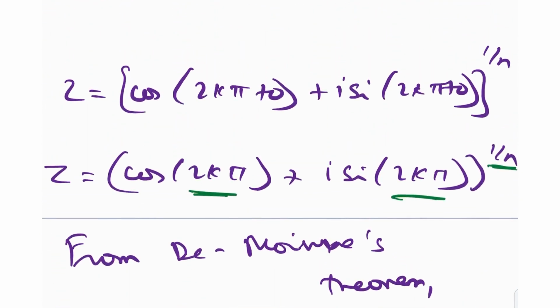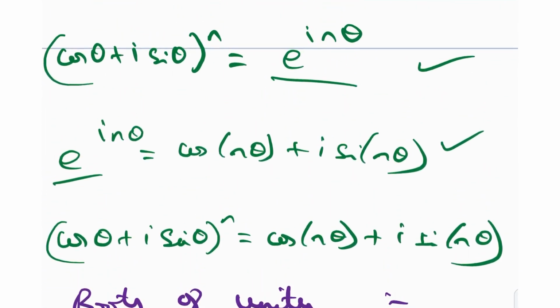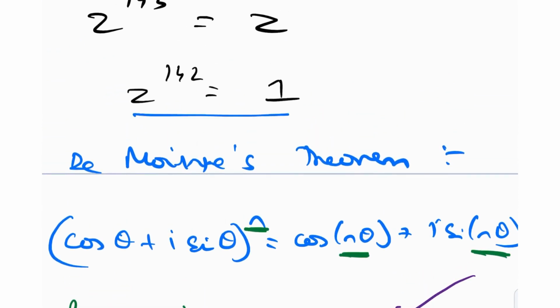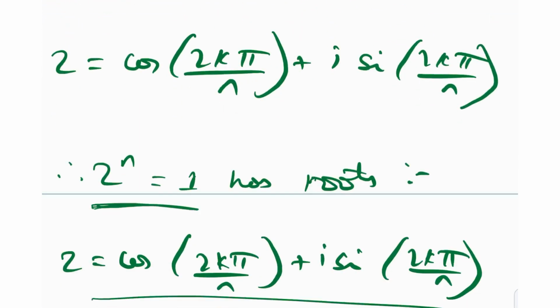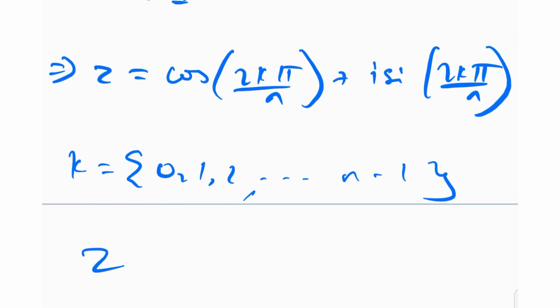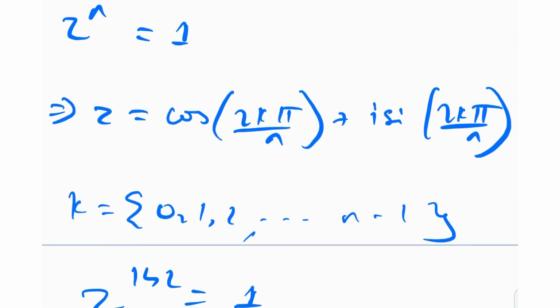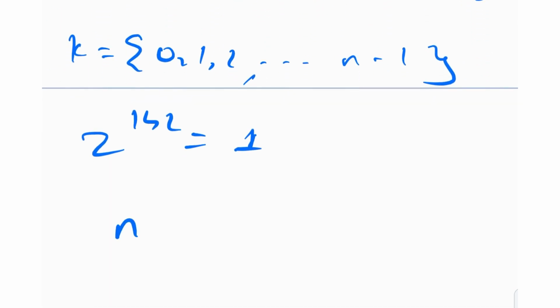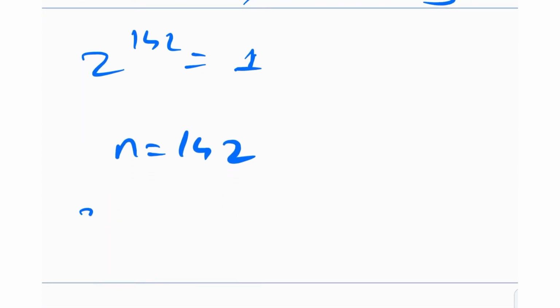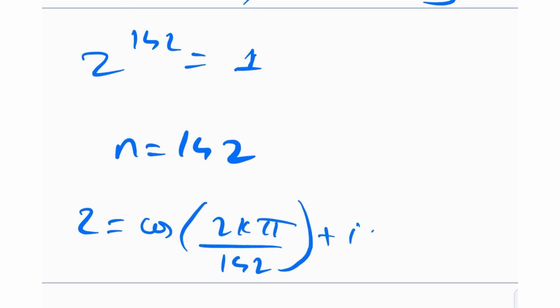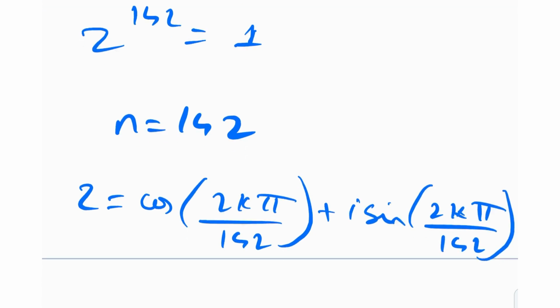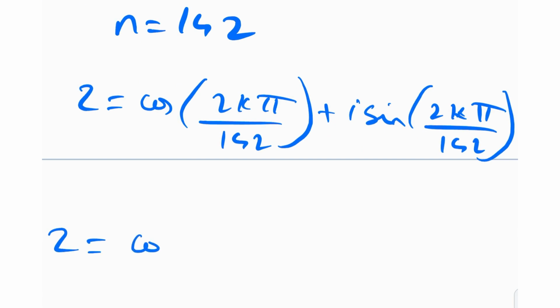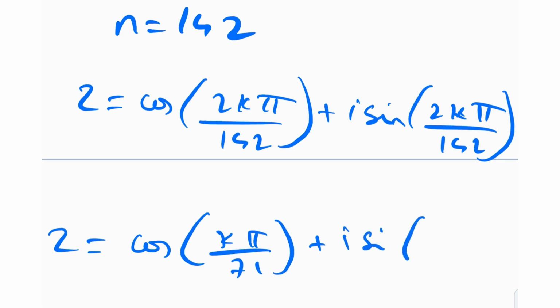So coming back to our question, we had 142 roots of unity, right? So we had Z raised to the power 142 is equal to 1. Now in this expression Z raised to power n is equal to 1, I just need to plug in n is equal to 142, right? And when I do that, I'll get Z is equal to cosine 2k pi by 142, just n is equal to 142, plus i sine 2k pi by 142, right? So maybe if I just simplify this a little bit, Z is equal to cosine k pi by 71 plus i sine k pi by 71.